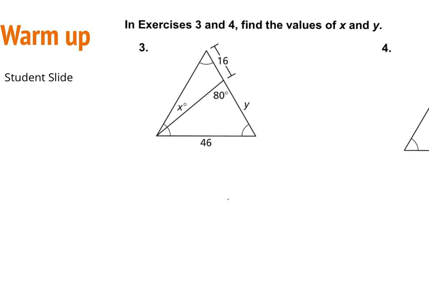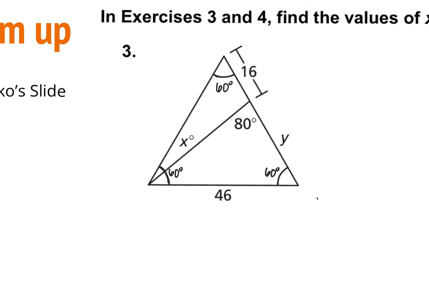is 60, okay? Oops, what just happened? Equiangular triangle. So if you have 3 of the same angle inside of a triangle, you do 180 divided by 3, which is 60, okay? Now, if it's an equiangular triangle, what else do we know about that triangle? All the sides are the same.